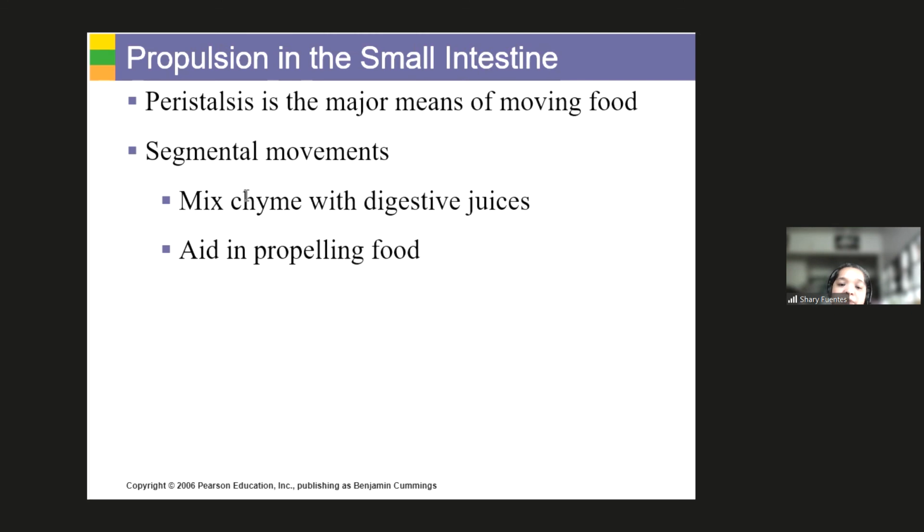Kaya that's a movement. So the segmental movements, they will allow mixing of the chyme with the digestive tube, and also they aid in propelling the food. So ito yung na-mention kanina. This is the effect of your segmental movements.